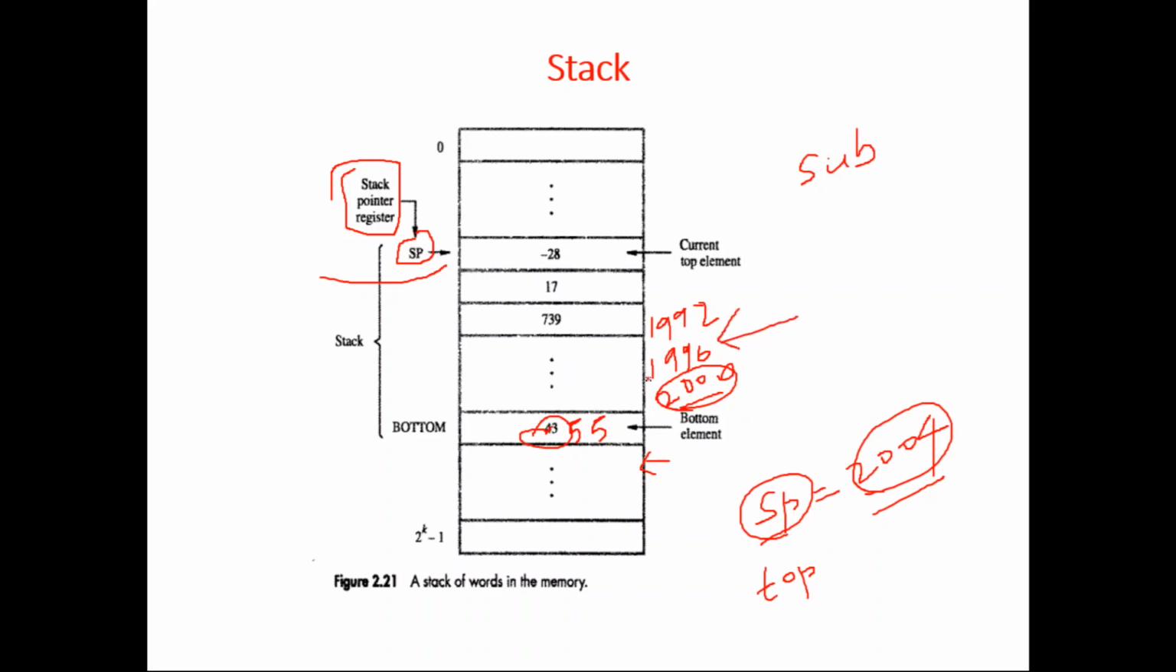Say this location 1996 contains the value 69. Now if you pop, it will return the current value that is pointed by SP. SP is pointing to location 1996. The value at that location is 69, so it will return 69. After returning 69, the stack pointer will be incremented. Previously it is 1996, now it will become 2004. So now the stack pointer is not pointing to the above element, rather it is pointing to the below element.